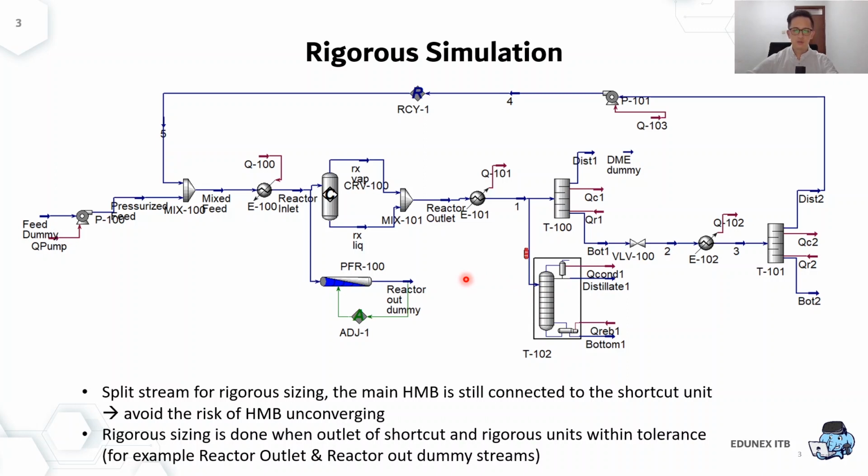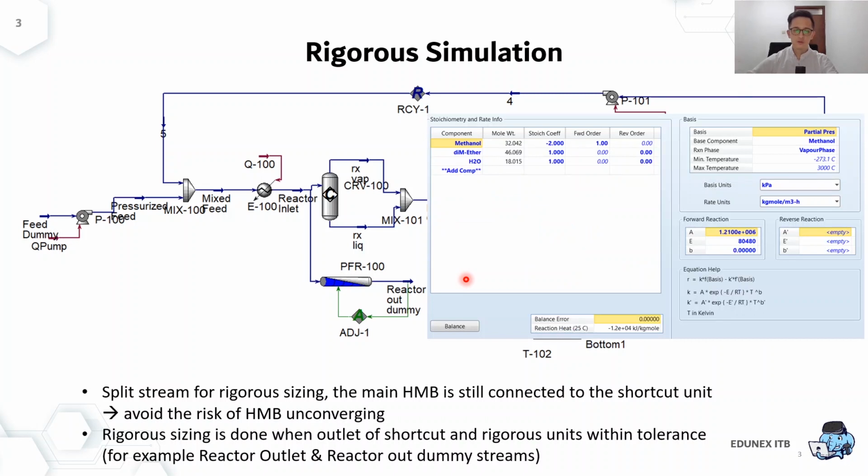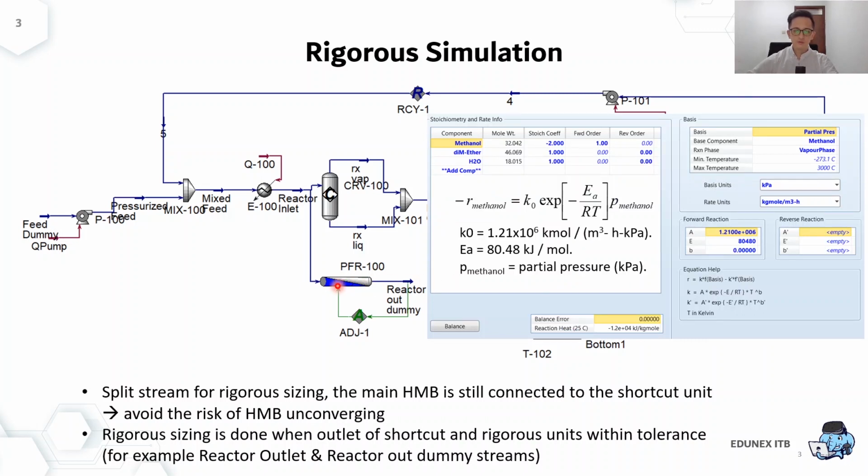How to do that? We need to add a couple of inputs for this rigorous equipment. For example, for the plug flow reactor, instead of directly inputting the conversion, now we have to put the order of the reaction, which is provided in the previous video. Okay, because this is a first order reaction with regards to the partial pressure of methanol, now we put that information in the forward order in the methanol and express the basis as partial pressure basis instead of other bases such as concentration.